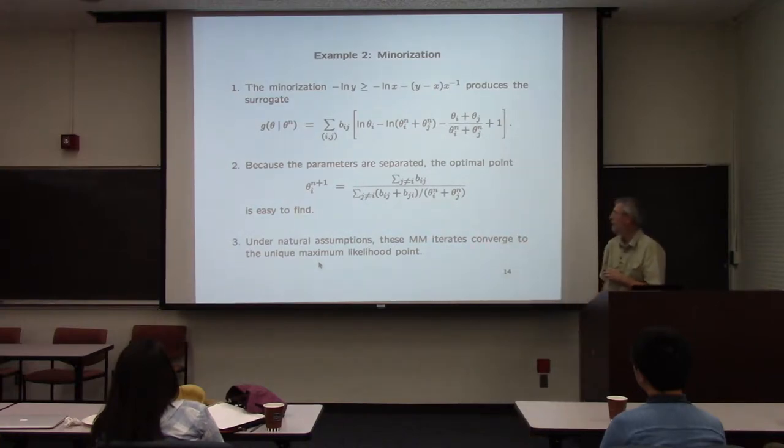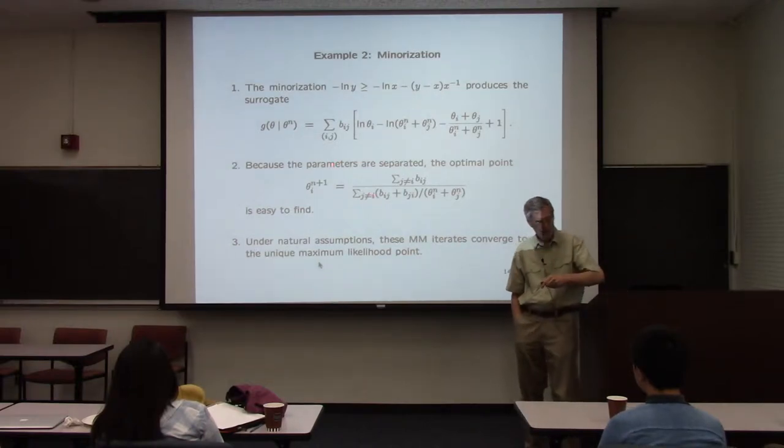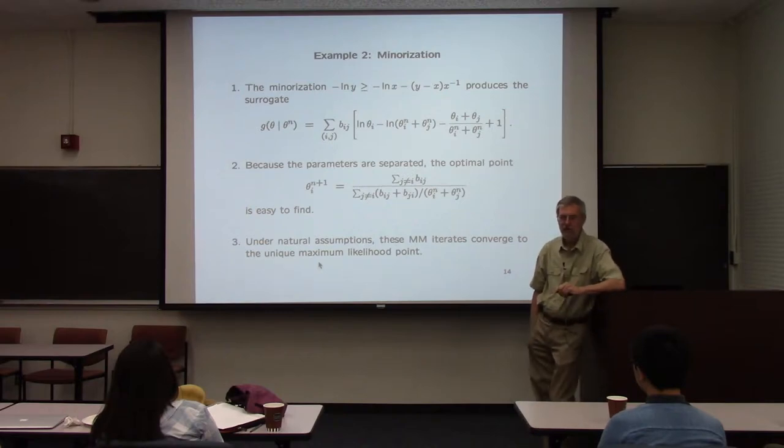Okay, so when we do the calculus, the derivative of log theta i is 1 over theta i, the derivative of theta i is 1, we get an equation for theta i which we can solve, and there it is. And it's very simple. And you can iterate this, and it will lead you invariably to the optimal point of the likelihood. Now, there have to be some caveats introduced here.